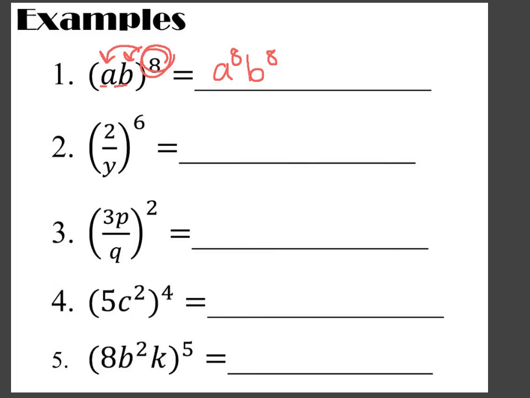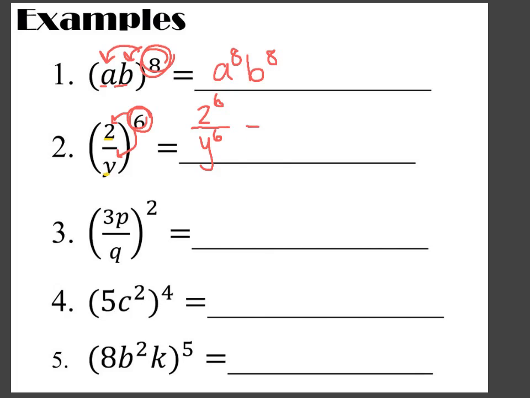When I look at number 2, inside my parentheses I have two things in here. I have this 2 on the top and a y on the bottom. Now it looks a little different because this one is a fraction, but my rule still works. I'm going to take this outside exponent and put it on everything inside the parentheses. So I need to put it on the 2, and I need to put it down on the y. So that will be 2 to the power 6 over y to the power 6.